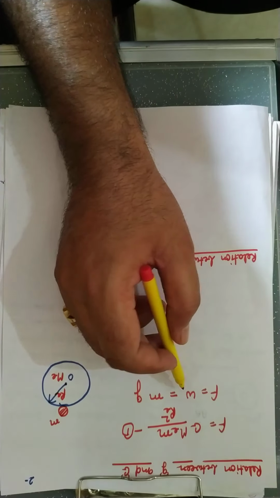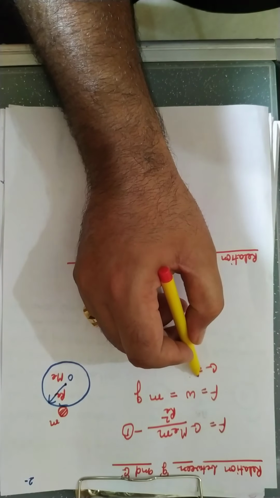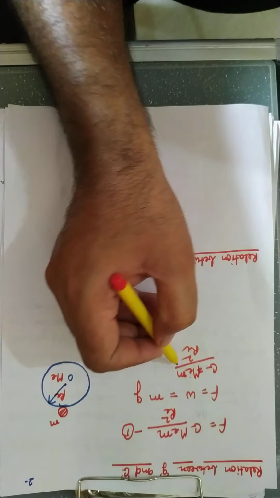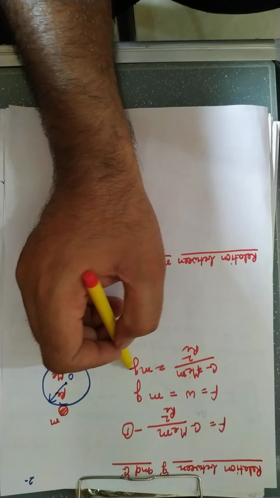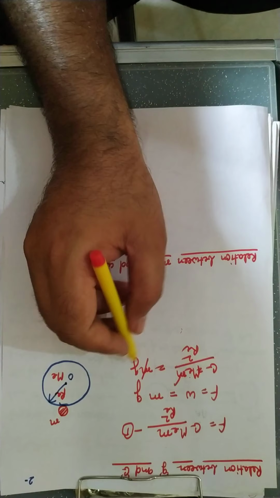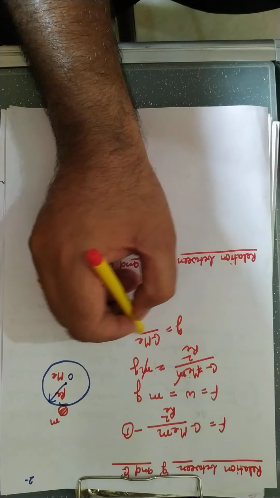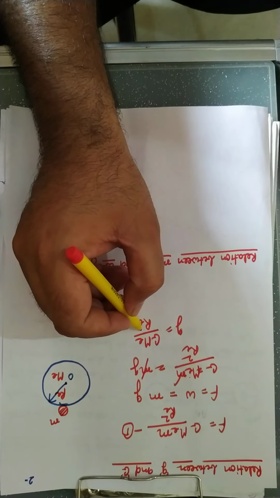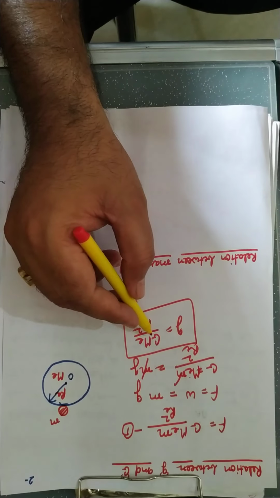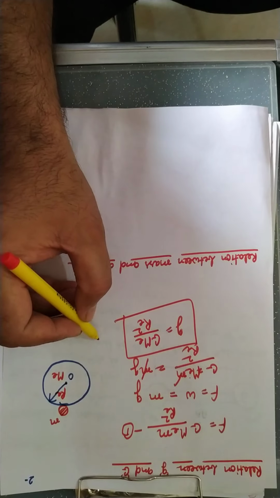So F equal to W. Now put the value of F equal to G Me m upon Re square, equal to m into g, the weight of the body. So small m and small m cancel. So the value of small g equal to capital G Me upon Re square. Capital G is the universal gravitational constant, Me is the mass of Earth, Re is the radius of Earth.